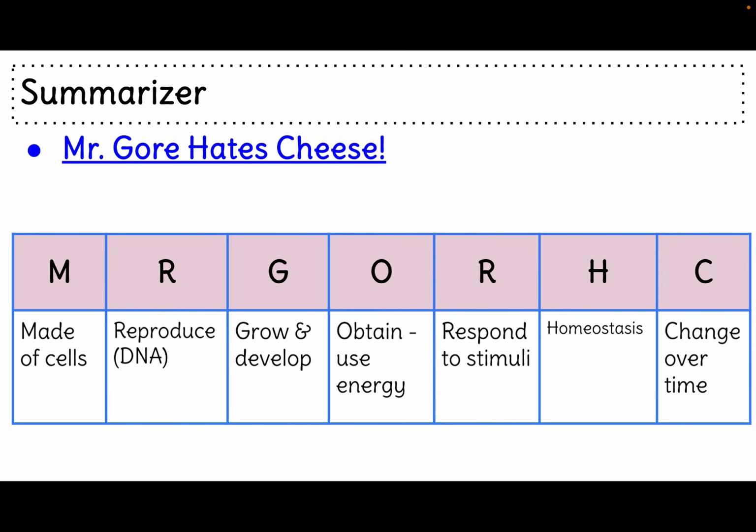G is grow and develop. O is obtain and use energy. R is respond to stimuli. H is homeostasis. And C is change over time.